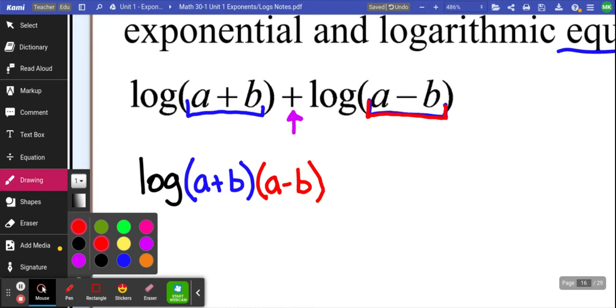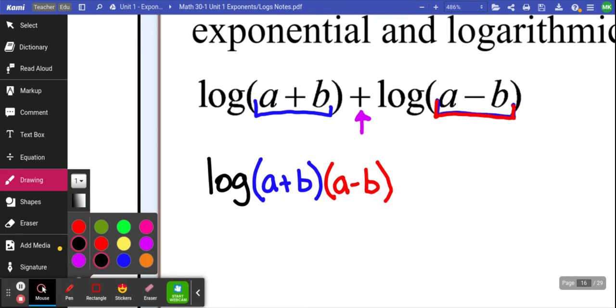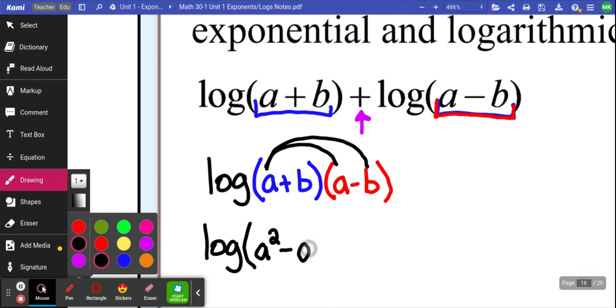Perfect. You can simplify that. So, multiplying these together, a little bit of FOIL, right? Like distribution. A times A would be A squared. A times B would be negative AB. B times A would be positive AB. And then B times negative B would be negative B squared.